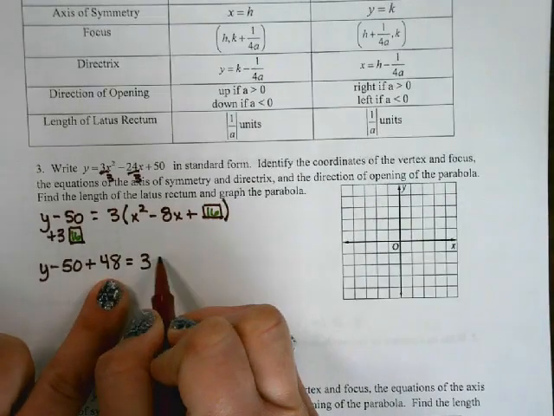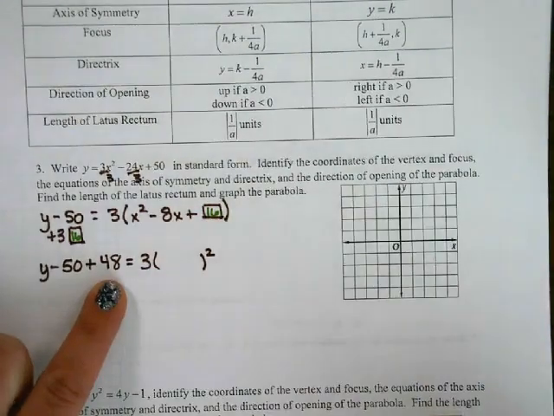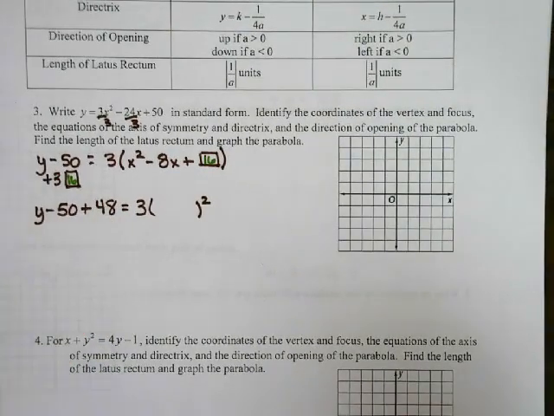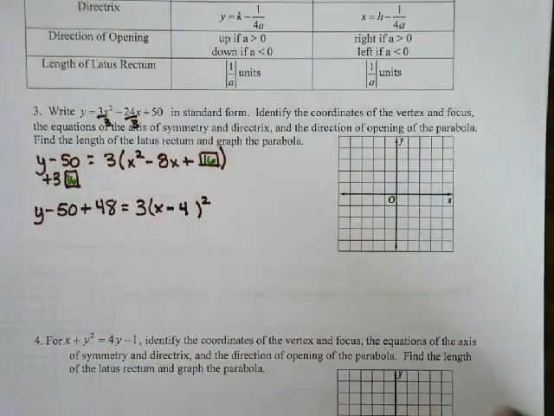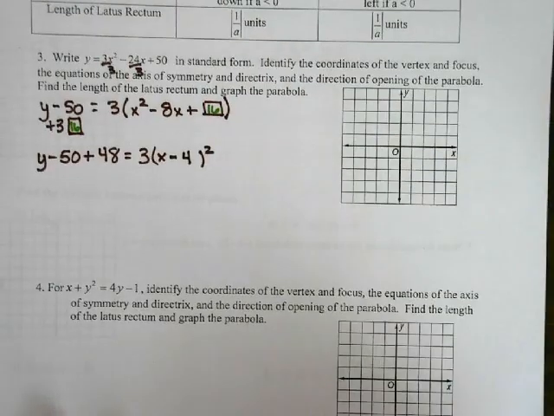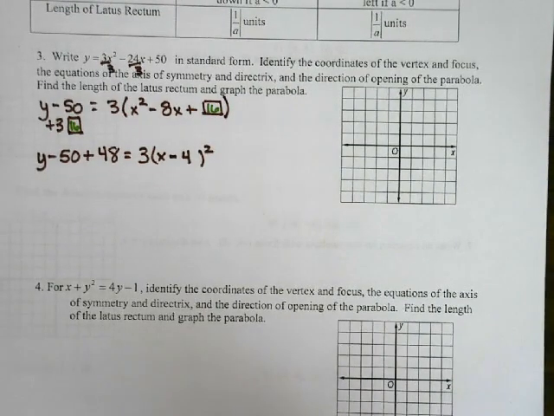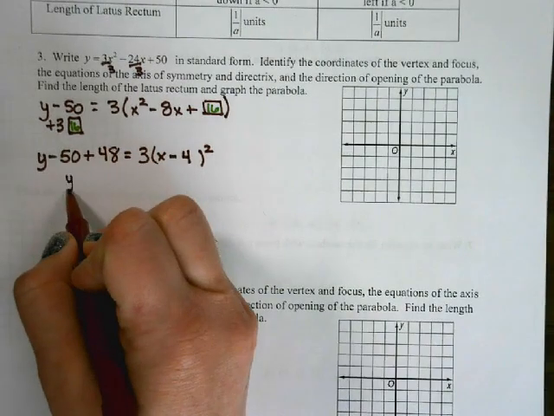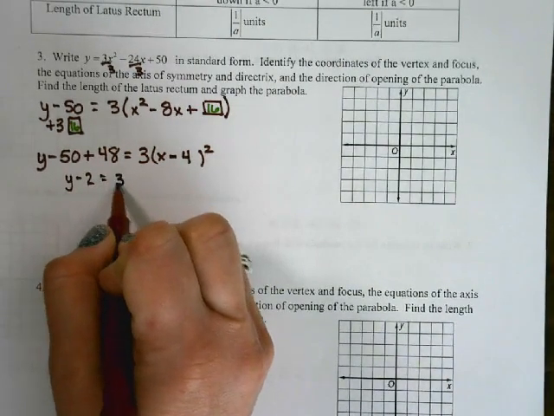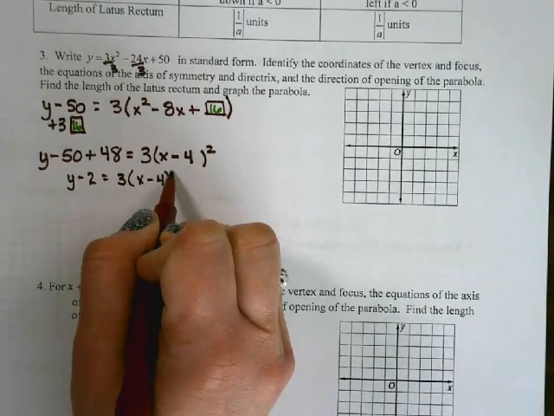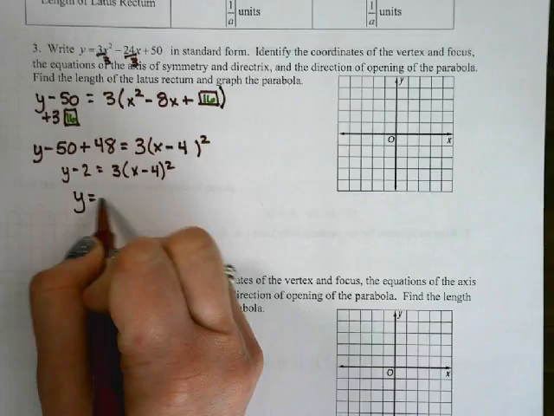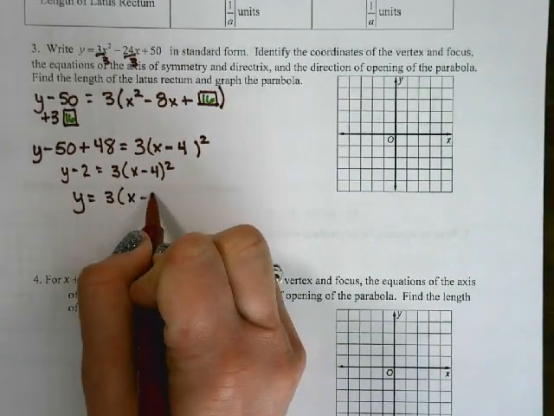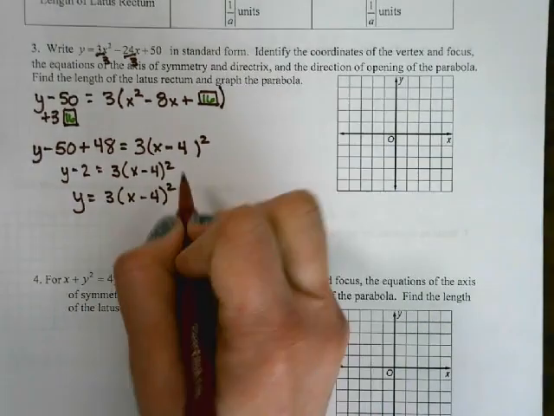equals, remember I'm forcing him to factor. How's he going to factor? X minus 4. Awesome. Okay, so I have y minus 2 is equal to 3 times x minus 4 squared. Move the 2 so the y is by himself. So y equals 3 times x minus 4 squared plus 2.